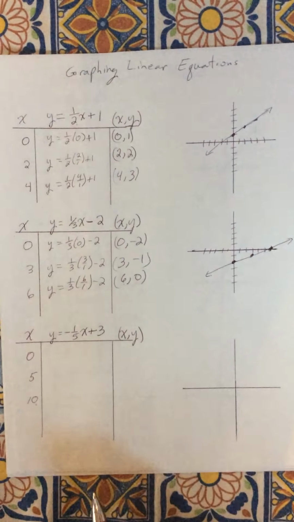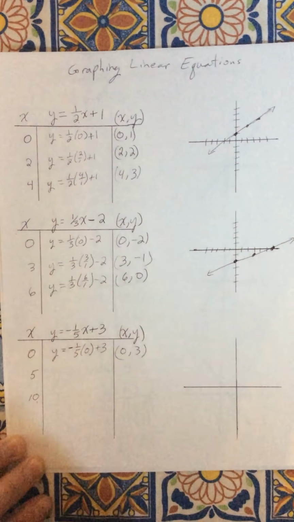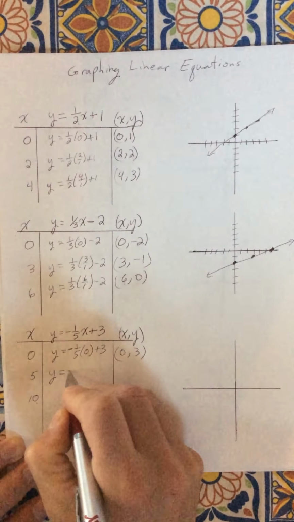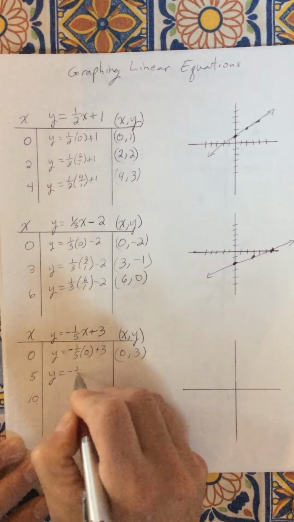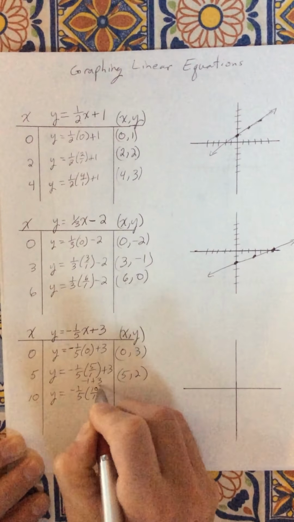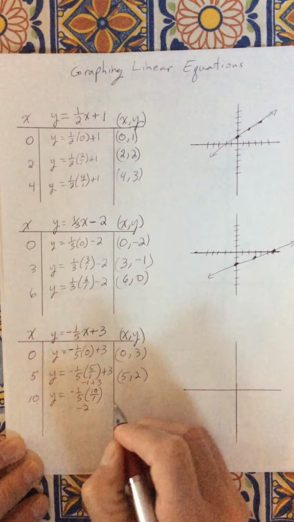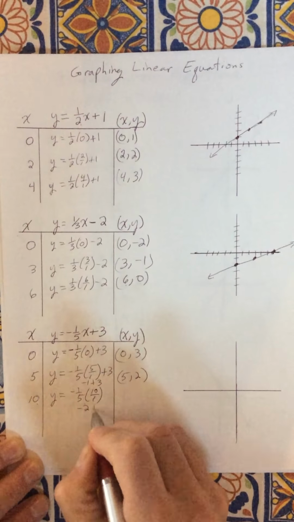Negative 1/5 times 0 plus 3, so 0, 3. y equals negative 1/5 times 5 over 1. That's going to give me negative 1, because 1/5 times 5 over 1 is 1. So negative 1 plus 3, which is 2. So 5, 2. And then I have y equals negative 1/5 times 10 over 1. So this is going to give me negative 2 plus 3. Negative 2 plus 3 is 1. So my coordinate is 10, 1.